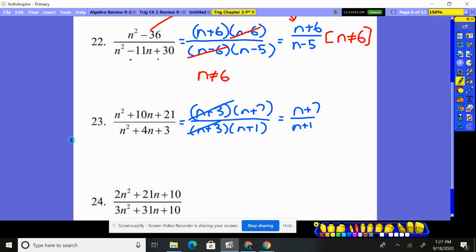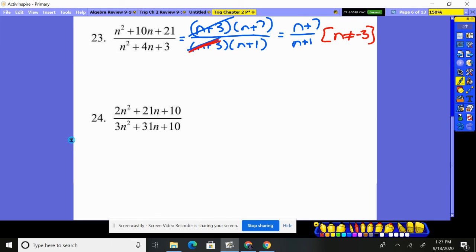But we're forgetting there was a restriction. When this went away, what could n not be down there? A -3. So n can't be a -3. We cannot forget about the restriction. It's very important. All right, 24.